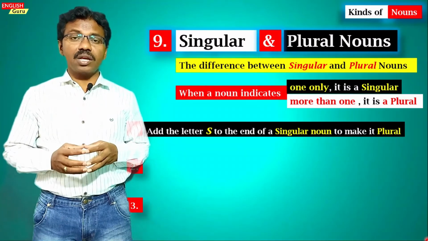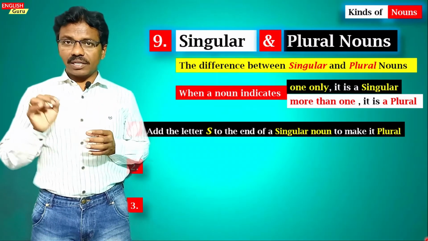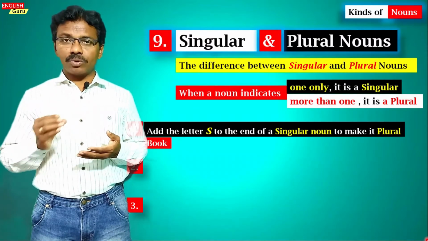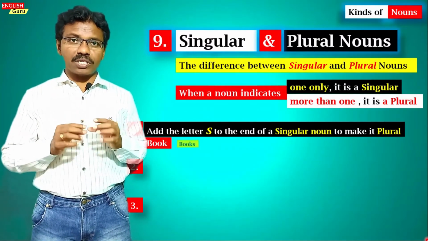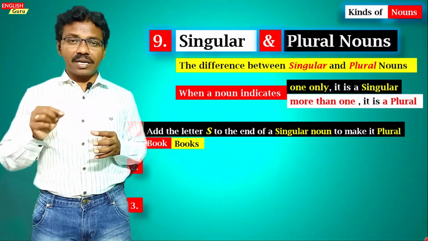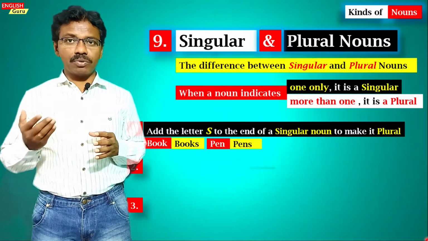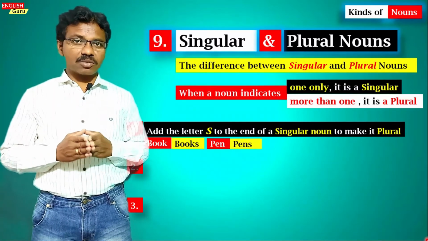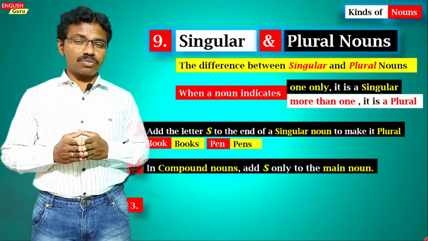The first one is by adding the letter S at the end of a singular noun and it will become a plural noun. For example, book is a singular noun. If you add S, it becomes books. It's a plural. Pen, pens. Pen is a singular, whereas pens, after adding S, becomes plural.